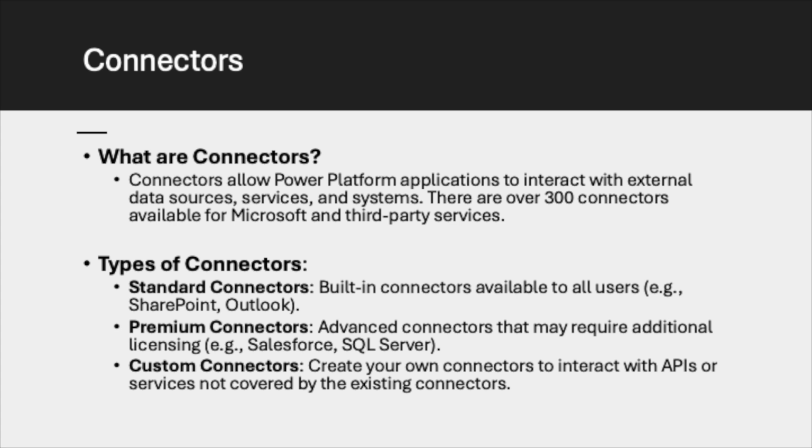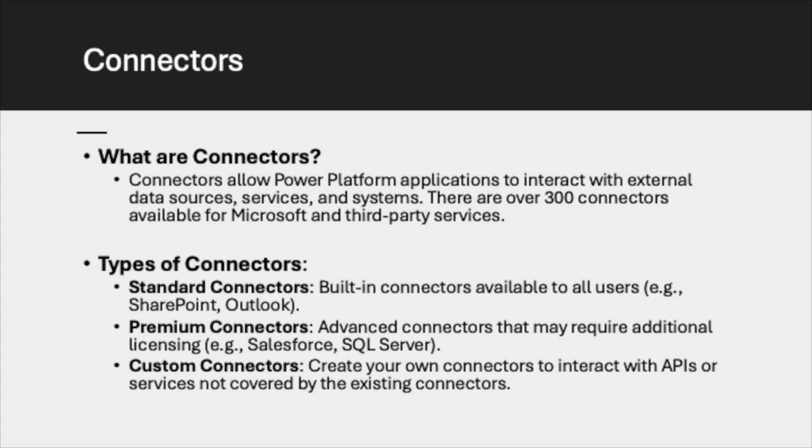Let's look at connectors. What are connectors? Connectors allow Power Platform applications to interact with external data sources, services, and systems. There are over 300 connectors available for Microsoft and third-party services. The different types of connectors include the standard connectors, which are built-in connectors available to all users, for example SharePoint and Outlook. Then we have premium connectors, which are advanced connectors that may require additional licensing, for example Salesforce, SQL Server.